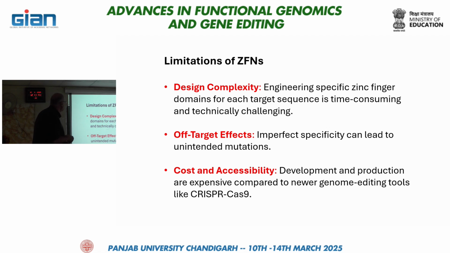Limitations. Design complexity. Engineering specific zinc finger domains for each target sequence is time consuming and technically challenging, as I said. Off-target effects. Imperfect specificity can lead to unintended mutations. Cost and accessibility, development and production are expensive compared to newer genome editing tools like CRISPR-Cas, which you use now. Again, bye-bye, no one nowadays will use this kind of technique. But it was a big thing when it was introduced to the biotechnology field.